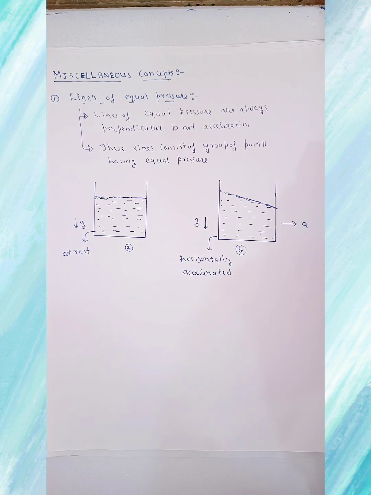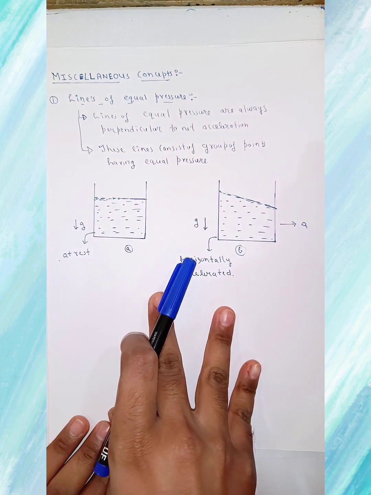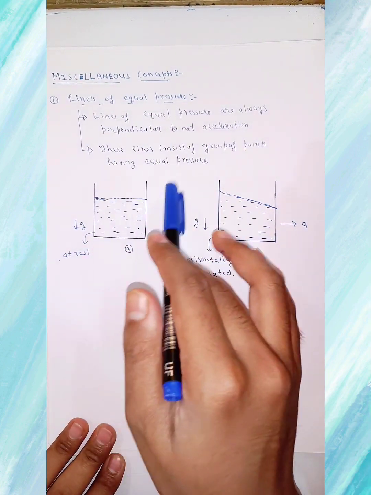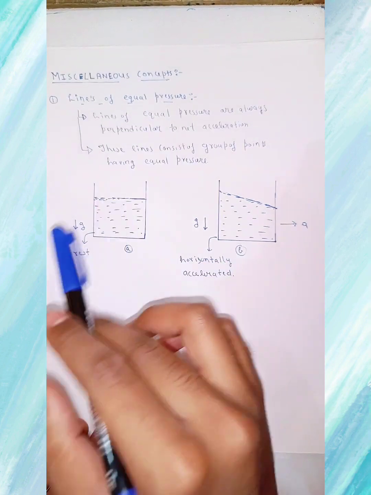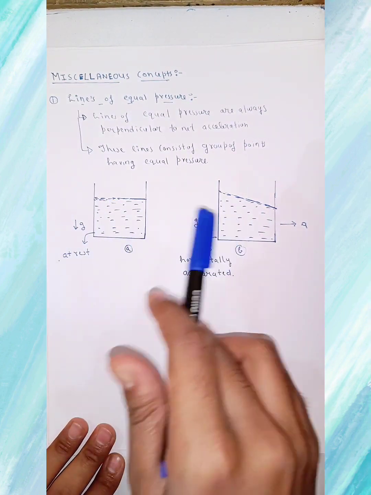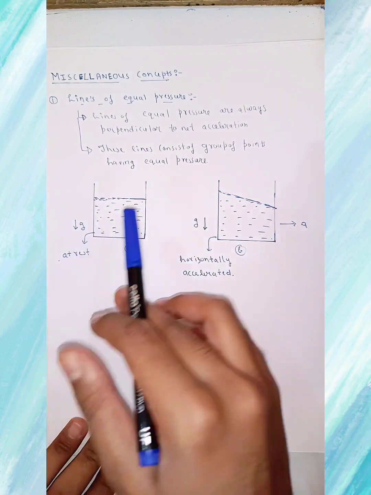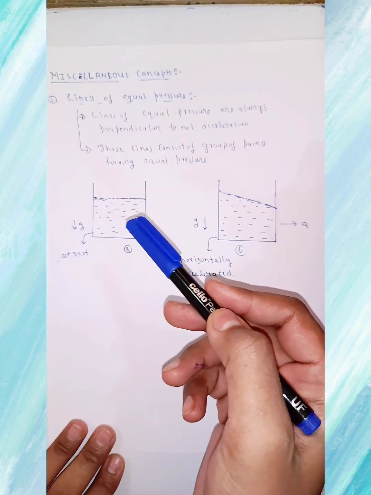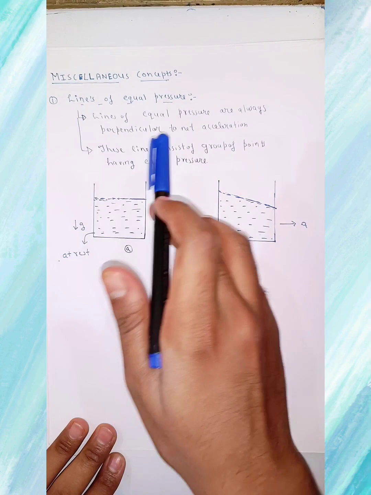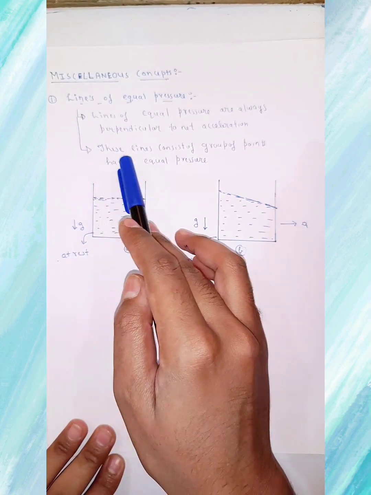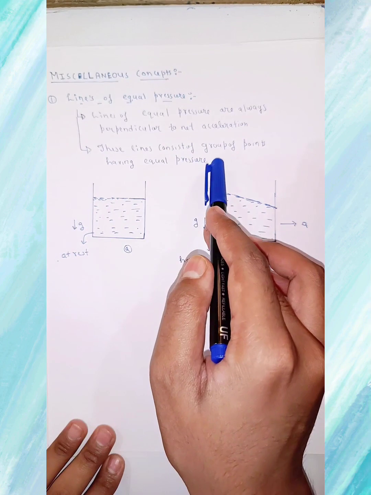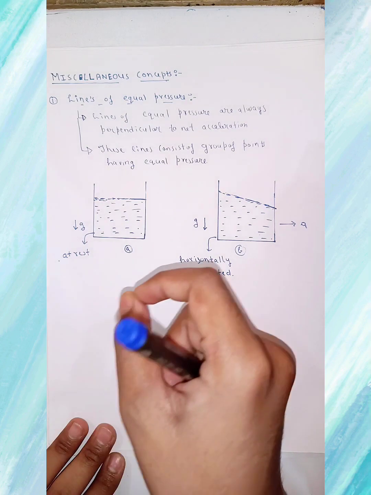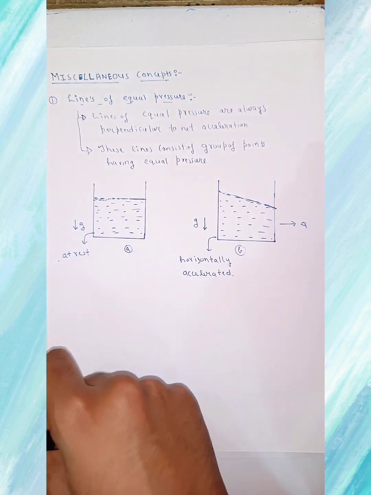Our very first point is lines of equal pressure. So what are lines of equal pressure? I have mentioned 2 points here, so let us quickly go through them and then we will take these 2 cases to understand the concept. It is quite observable as well, and you might already know this concept. So let us see what it is. These lines consist of a group of points having equal pressure. Lines of equal pressure means a line which consists of points having equal pressure.